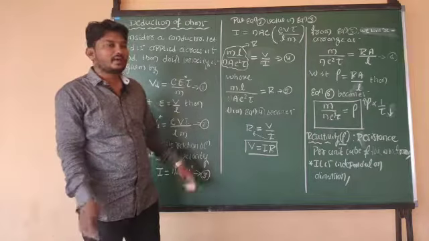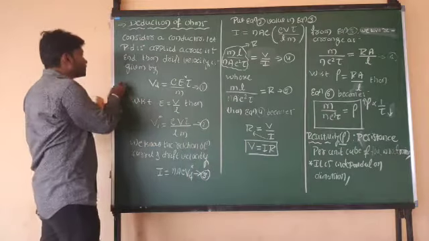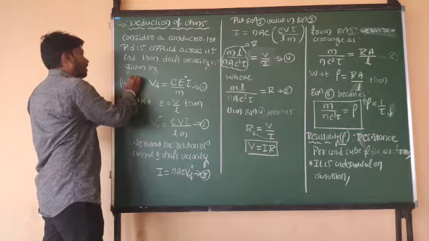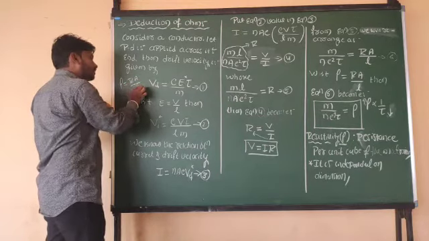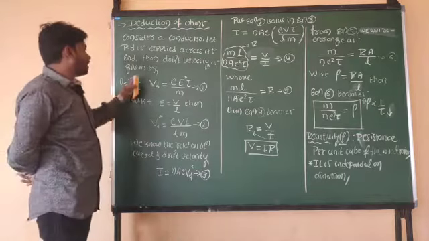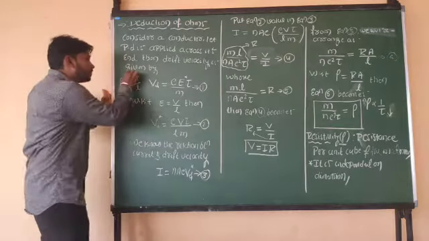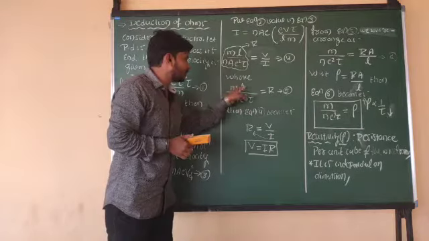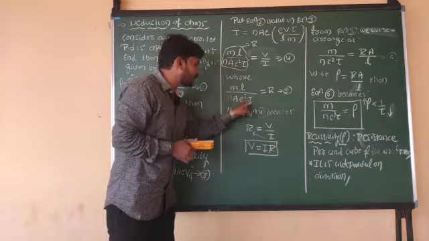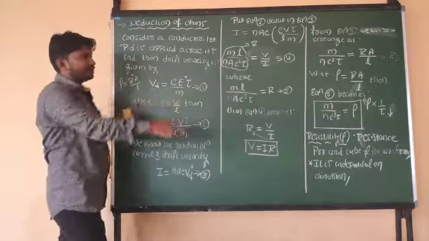Then what is the SI unit of resistivity here? So rho is equal to R into A divided by L, that is RA divided by L. If I substitute the R value, R is nothing but m into L divided by n A e square into tau. So finally I will get this equation.